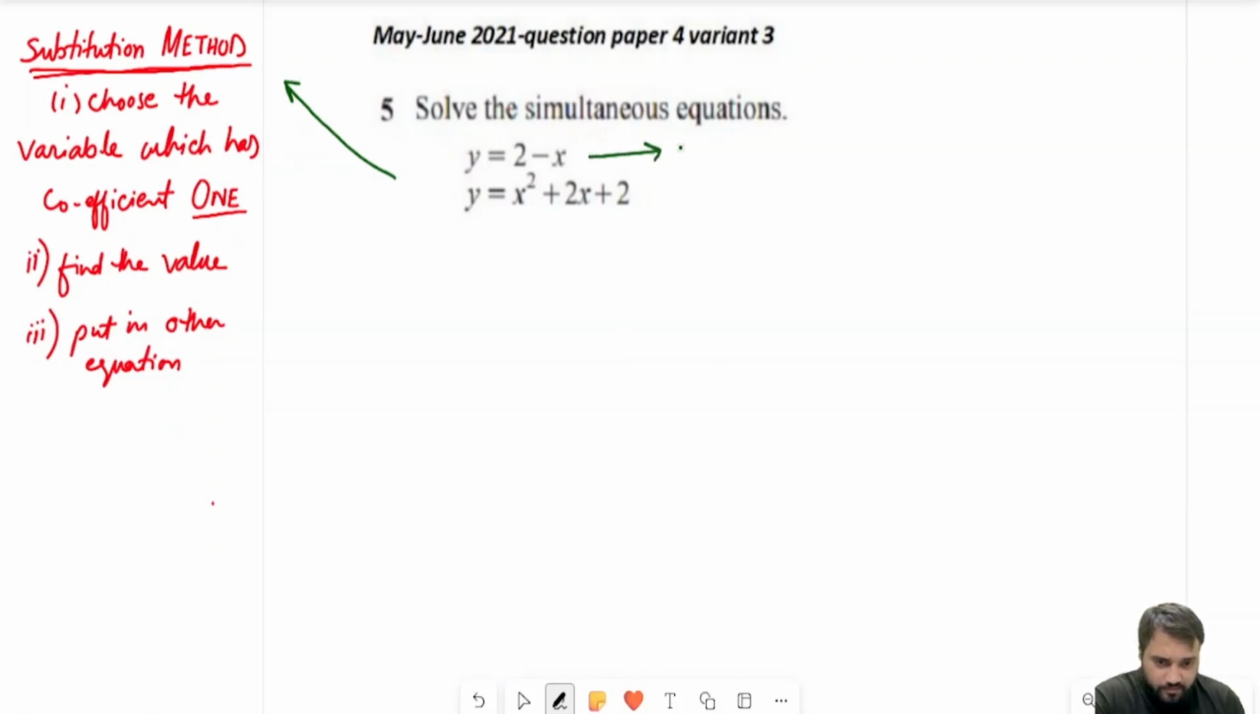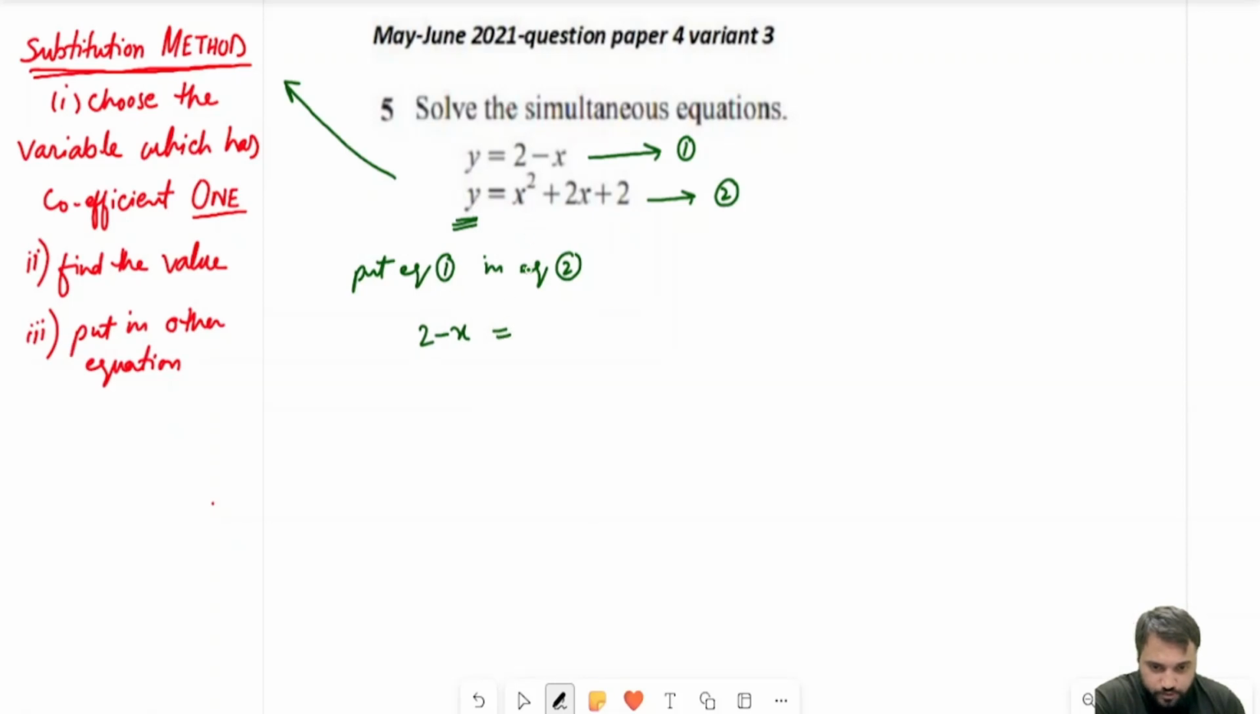Again, this is our first equation. This is our second equation. I'm going to put equation 1 in equation 2. Equation 2 is y is equal to x square plus 2x plus 2. Equation 1 is the value of y is equal to 2 minus x. Here we have y. I'm going to write 2 minus x instead of y.